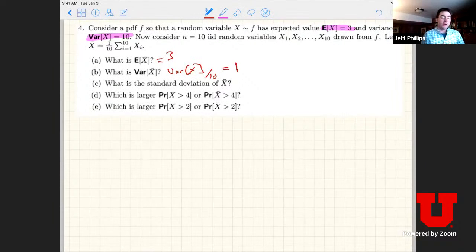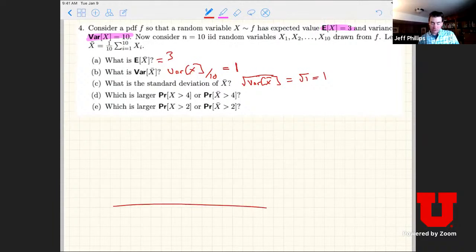Okay, what is the standard deviation of x bar? Standard deviation is equal to the square root of the variance of x bar, right? And the square root of 1 is equal to 1. Okay, now for some of the more thinking questions. Which is larger, the probability of x greater than 4 or the probability x bar is greater than 4? So what's going on here, you should try and draw a picture.